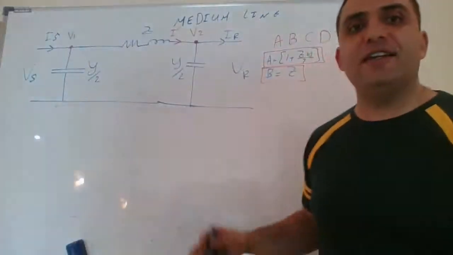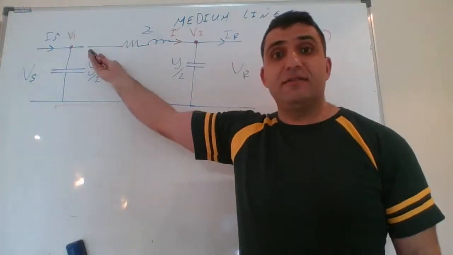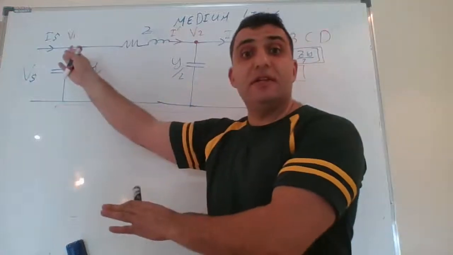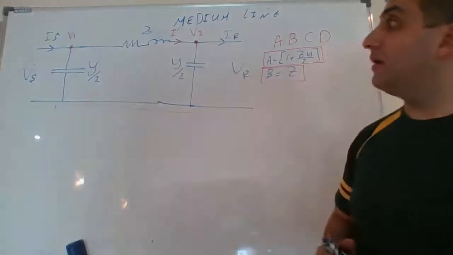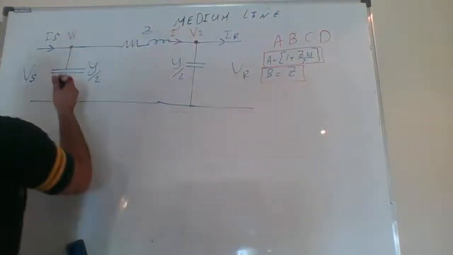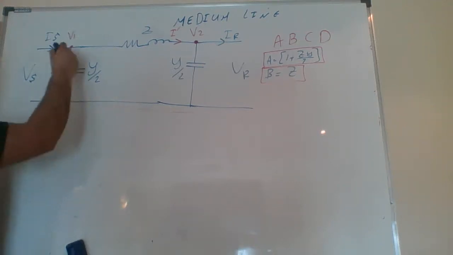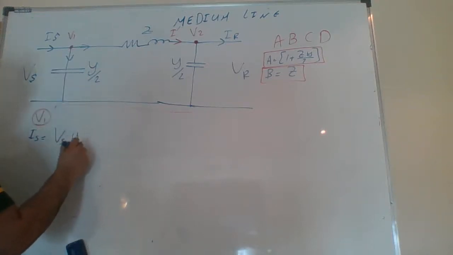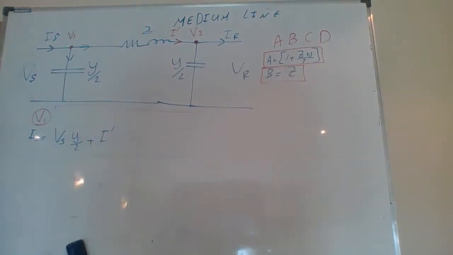Where can I find any relation for IS? I look at this node. What do I have at this node? Can someone tell me what I have at this node? Okay, at node V1, what do I have? I have IS, it's equal to this current plus this current, it's equal to Vr Y over 2 plus I dash.